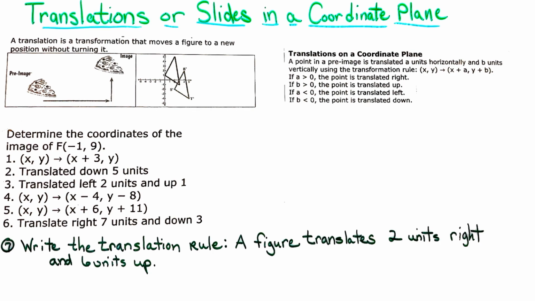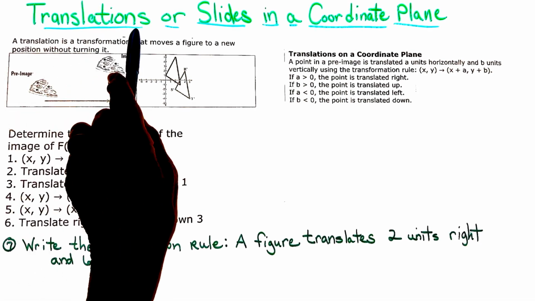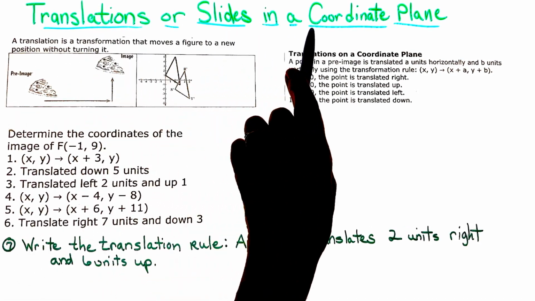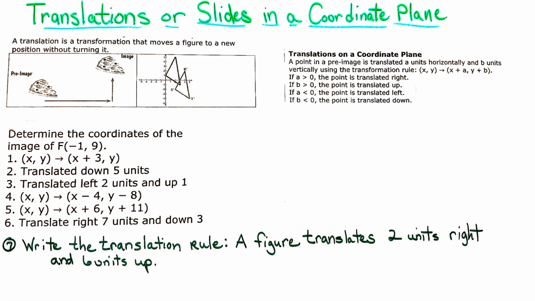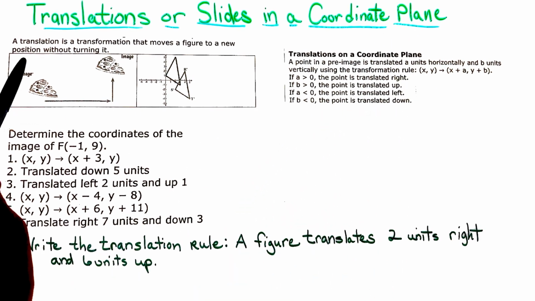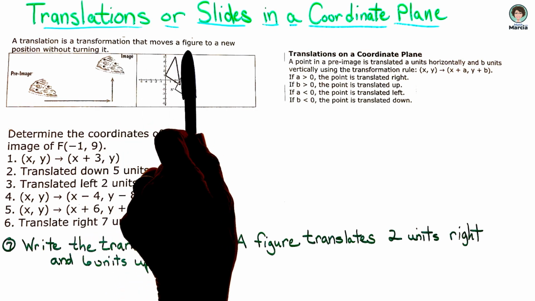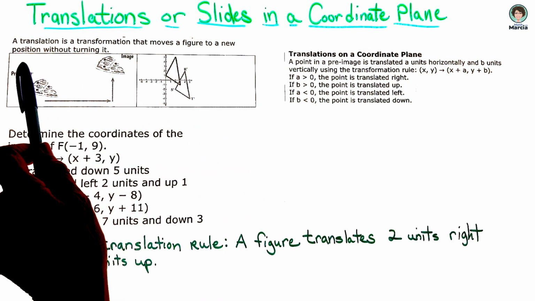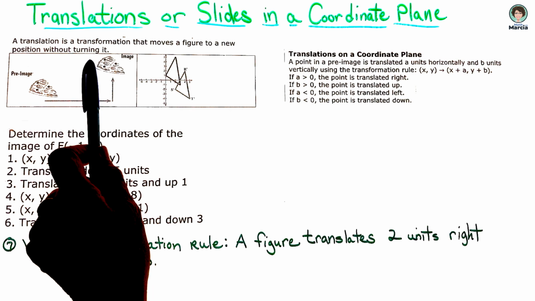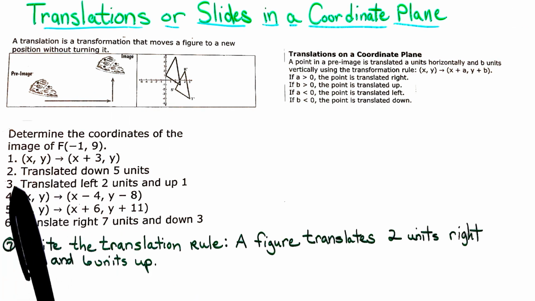For this lesson, we're looking at translations, or slides, in a coordinate plane. So let's see what that looks like. A translation is a transformation that moves a figure to a new position without turning it. So it's not a rotation, it's kind of just sliding.